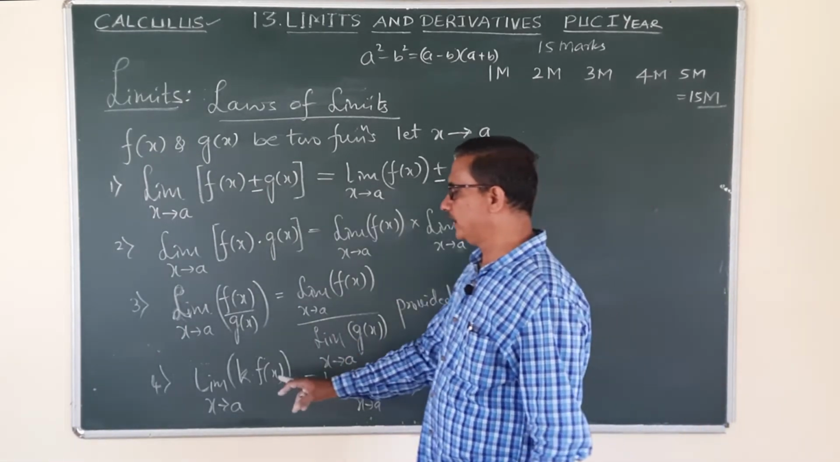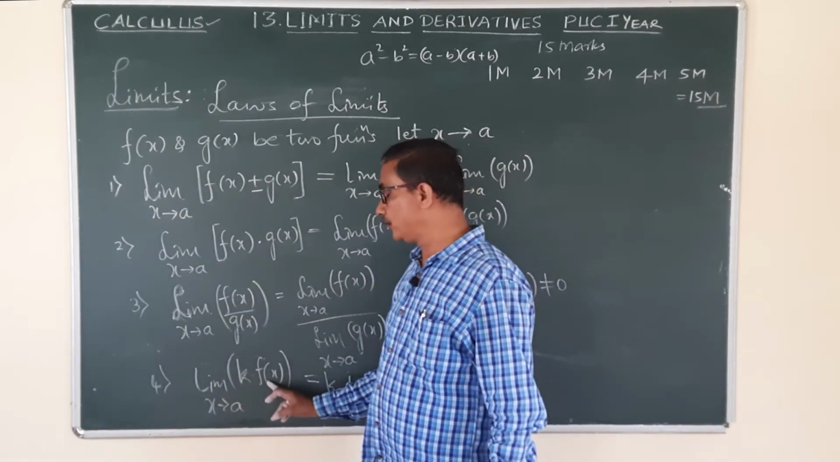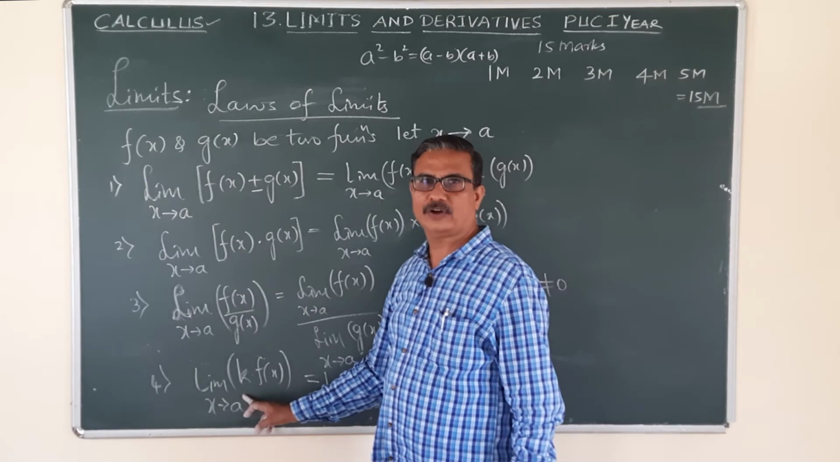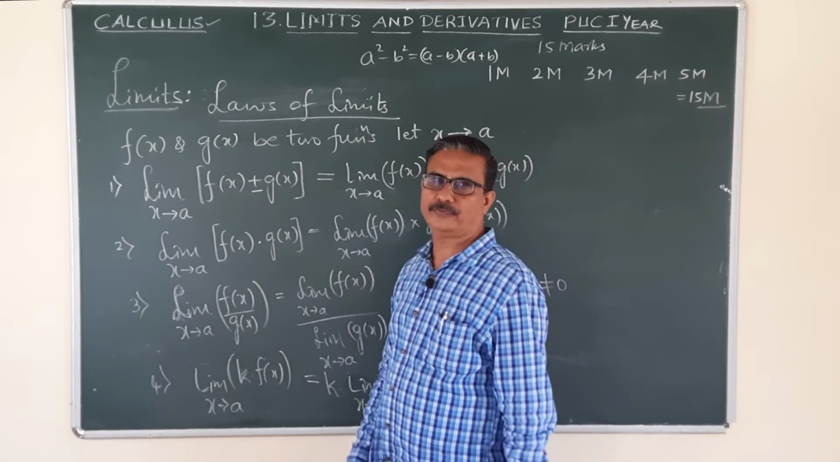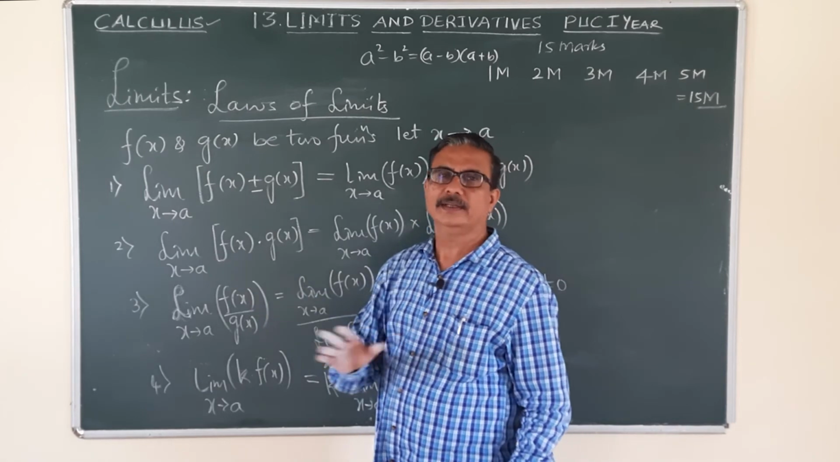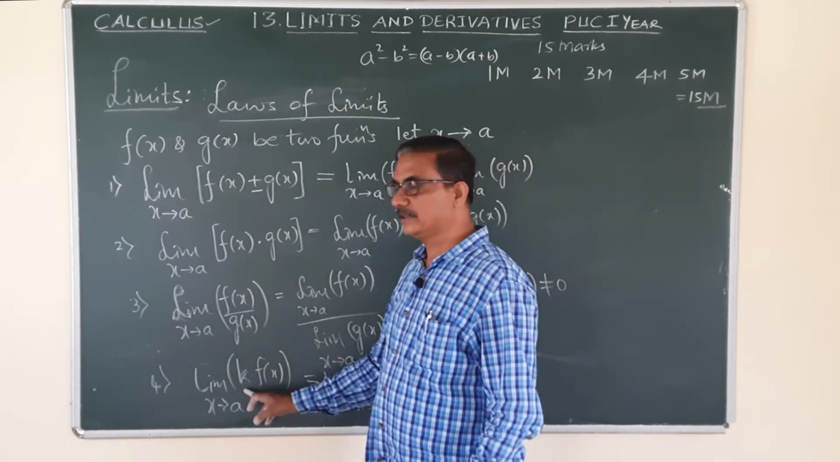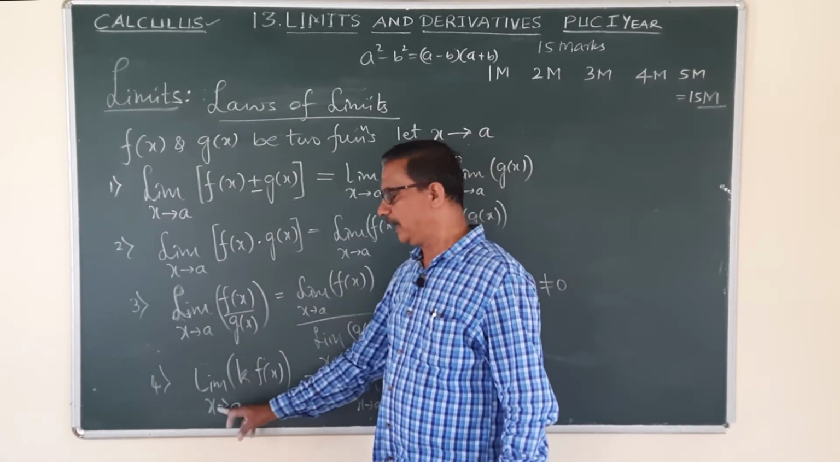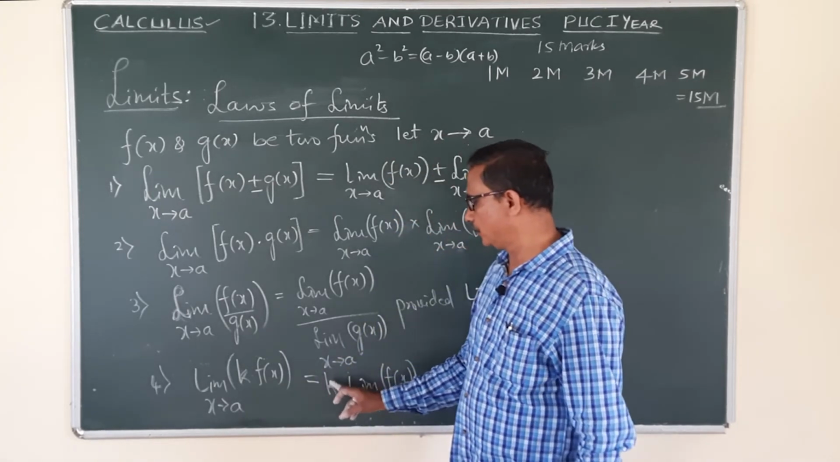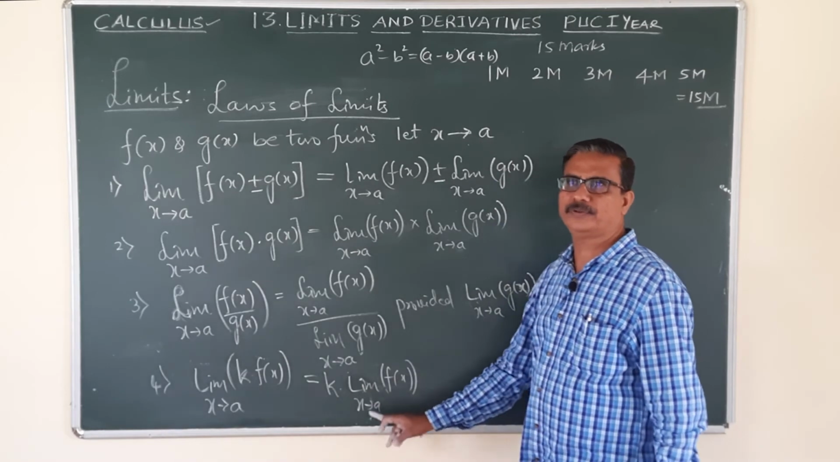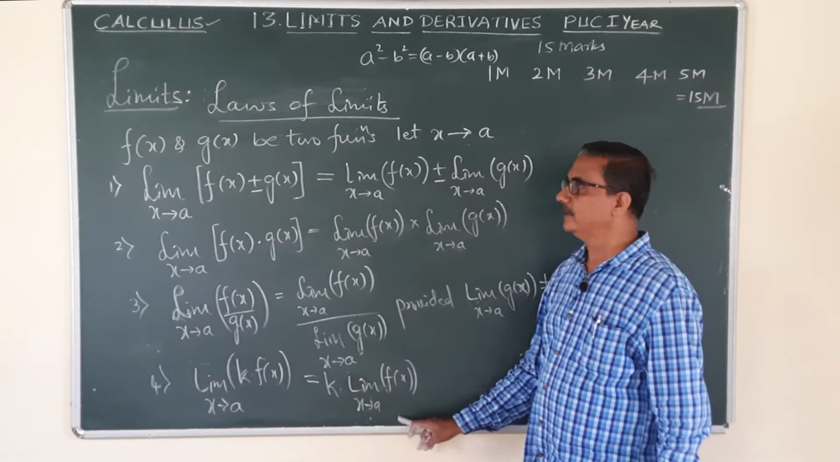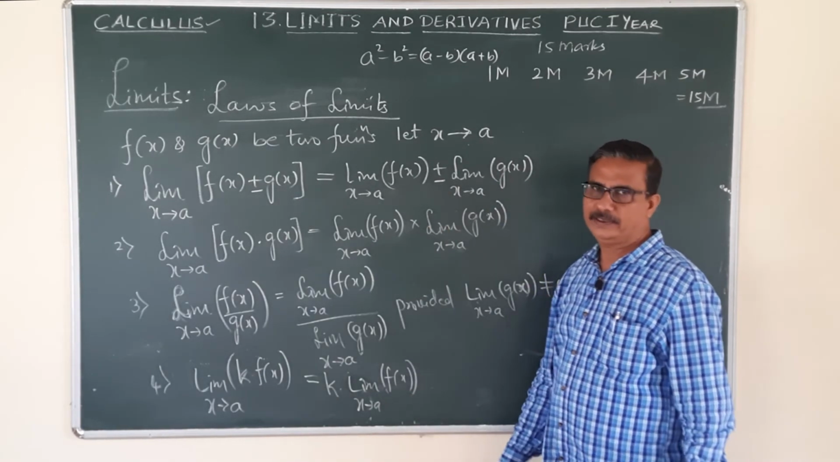Then the fourth one, the limit of k into f of x, where k is a constant, that is a number. Say, for example, the limit of 2 into f of x is equal to 2 taken outside, into the limit of the function. In general, the limit of k into f of x as x approaches a is equal to the constant k into the limit of f of x as x approaches a. So these are the laws of limits.